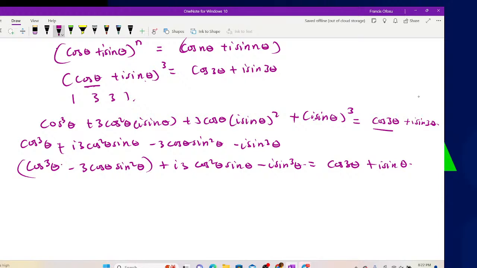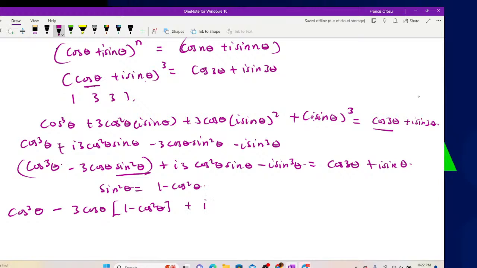But before I continue, I need to change the squared terms in it. So you know sin squared theta is equal to 1 minus cos squared theta from the trig identity. So I'll simply have cos cubed theta minus 3 cos theta, then I'll replace this with that expression, 1 minus cos squared theta, right? Plus i3. Then cos squared theta here, I'll also represent it with what? 1 minus sin squared theta. Is that not it? So 1 minus sin squared theta, times sin theta, like this. Then minus i sin cubed theta.